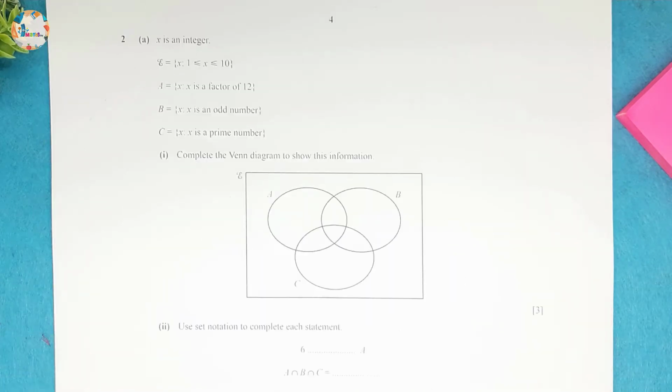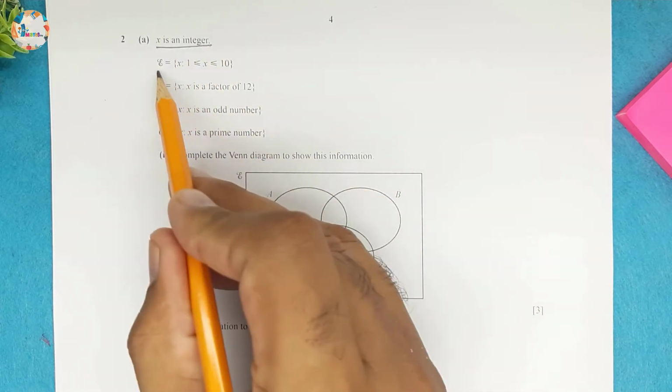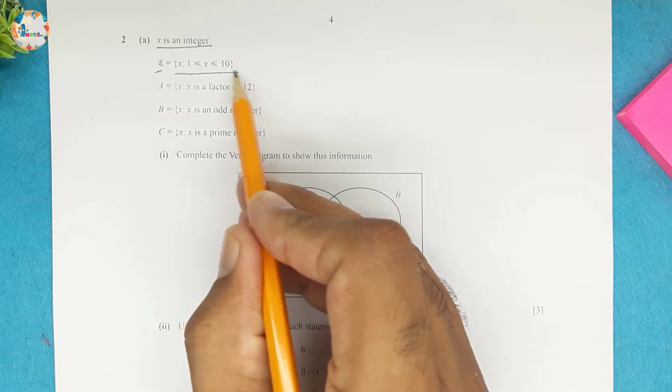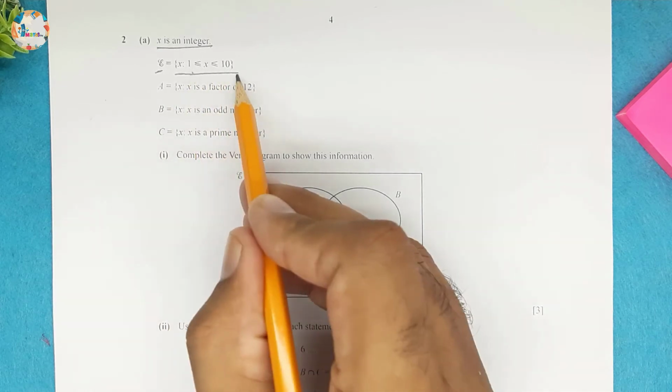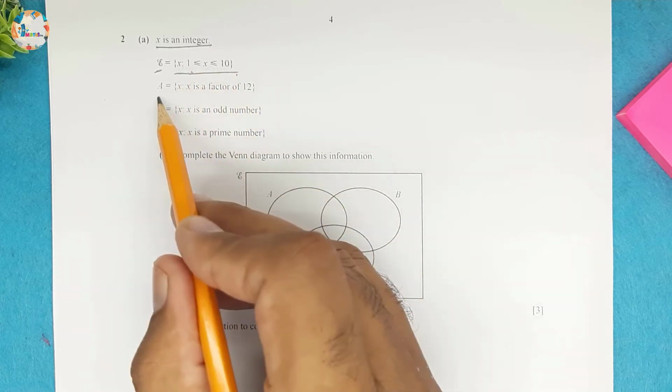Hopefully you got this. Now question number 2 is a Venn diagram question. X is an integer universal set such that X is greater than or equal to 1, less than or equal to 10. So from 1 to 10, both included.